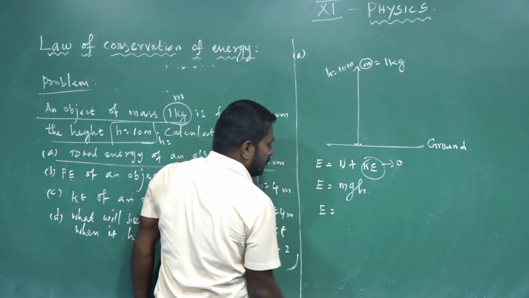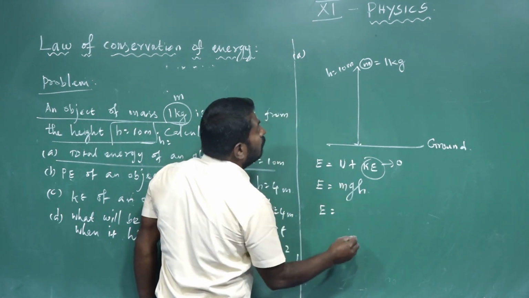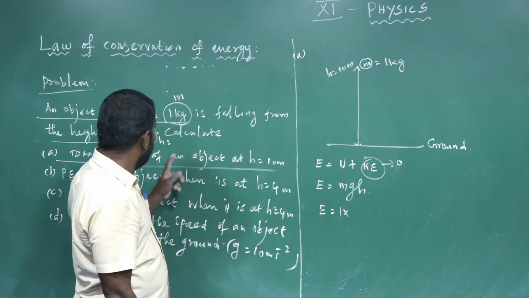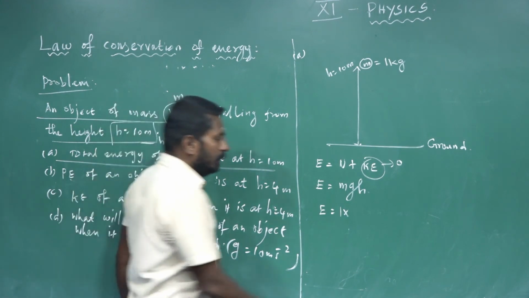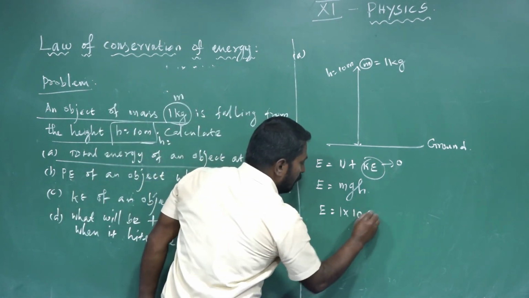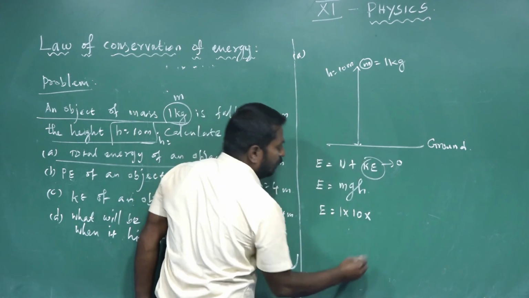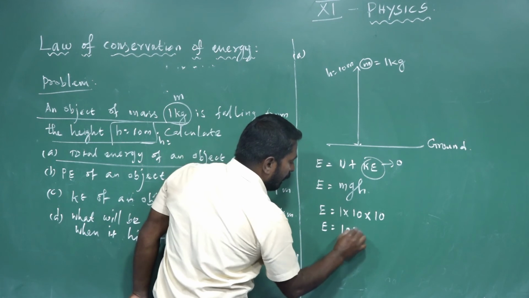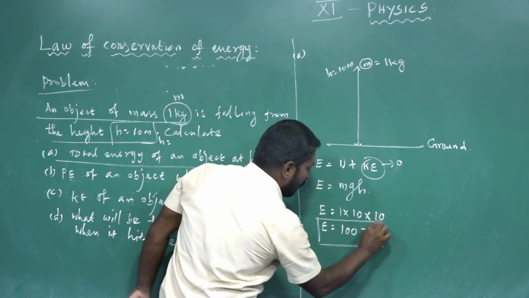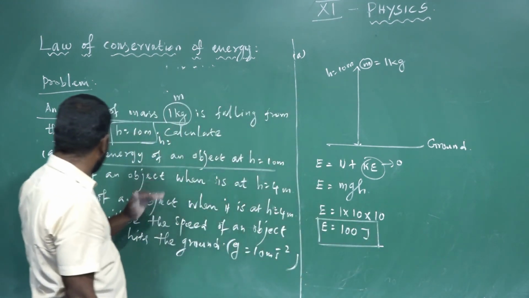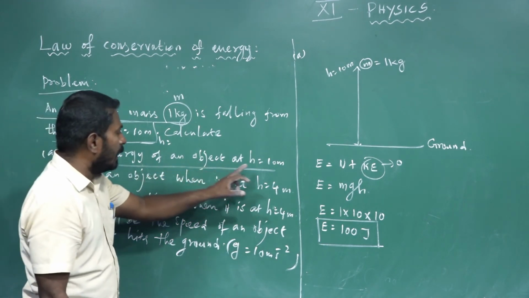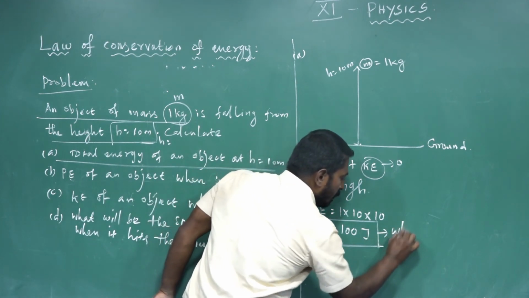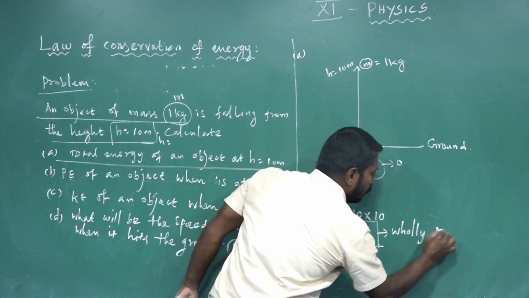So the total energy is equal to the mass of the object, 1 kg, with acceleration due to gravity taken as 10 meters per second squared. Then the height of the object from the surface of the ground is 10 meters. Then the total energy is equal to 100 joules. So we completed the first question. Total energy of the object at a height h equal to 10 meters is wholly potential.